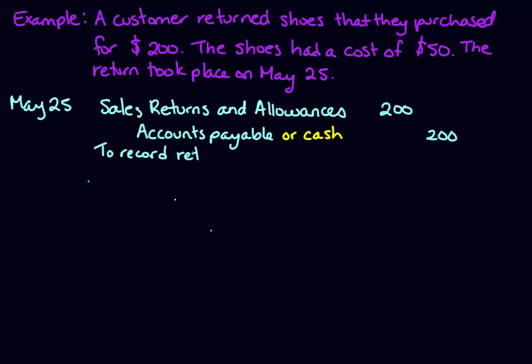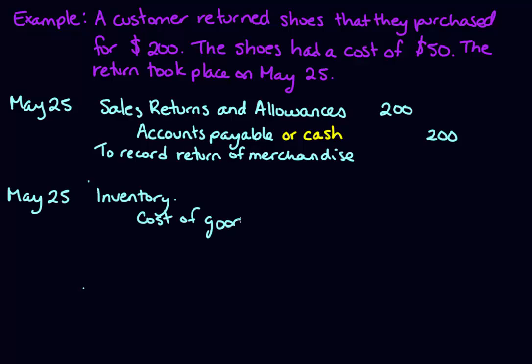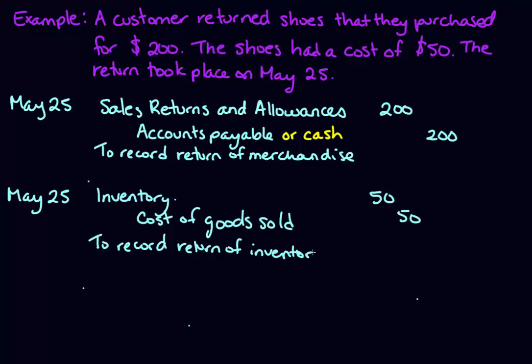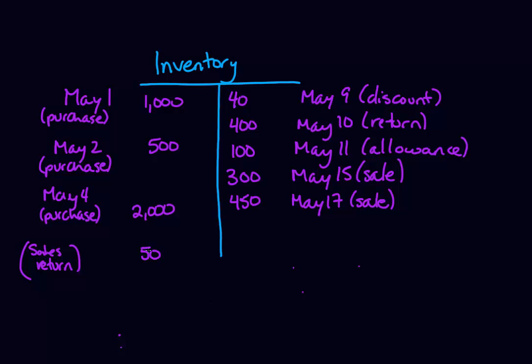The second journal entry is to record us actually receiving the inventory back into our warehouse. So now we have that inventory that we can resell if we choose to. So debit to inventory and credit to cost of goods sold for $50. Note that we're updating this inventory account, so we should also update our T account.